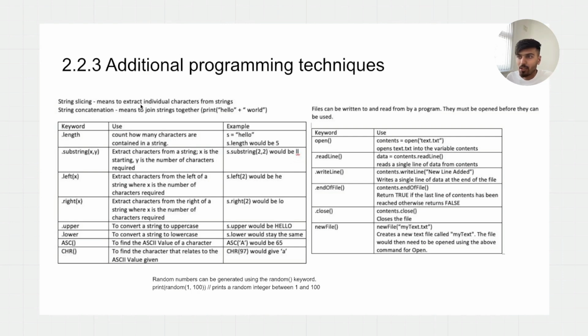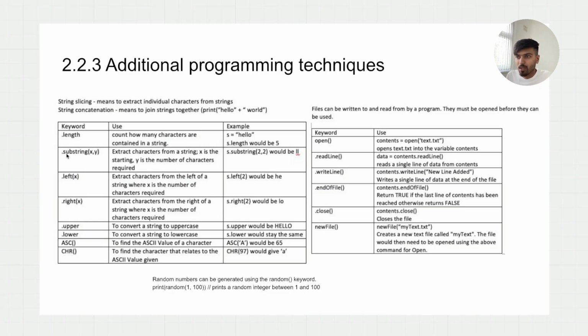Now, there are additional programming techniques that we can use. Slicing means to extract individual characters from strings. So imagine you want ELL from hello. That's an example of slicing. Concatenation means joining together strings. For concatenation, you just use the plus symbol. Dot length is used to count how many characters there are.